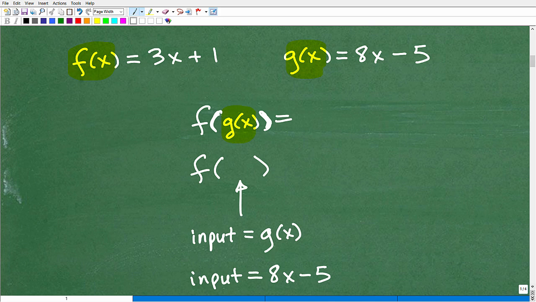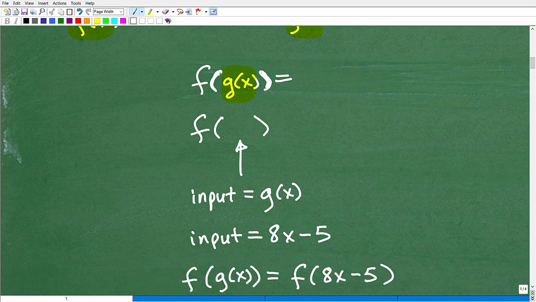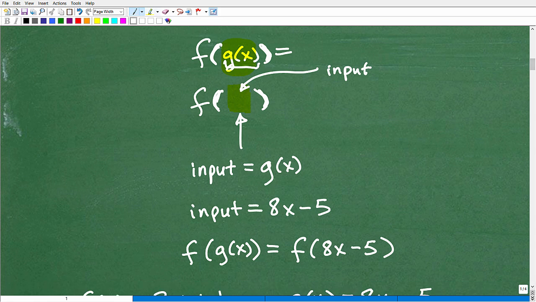So let's just think about this for a second. These bigger parentheses, these outside parentheses, whatever I plug into that function, remember this was my input. So what am I going to input into the f function? Well, I'm going to be plugging in g of x into the f function. So I'm going to be plugging in something into this f function. That's my input. What am I wanting to do? I'm going to plug in the g of x function.